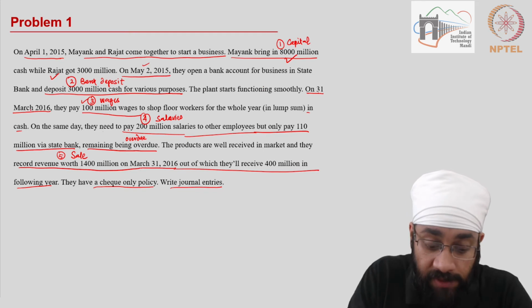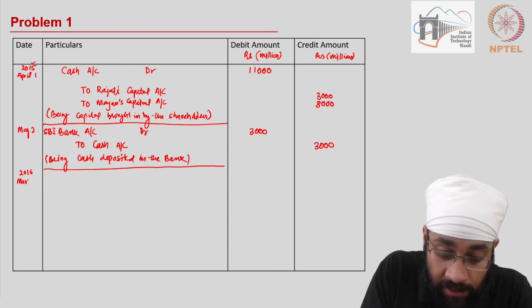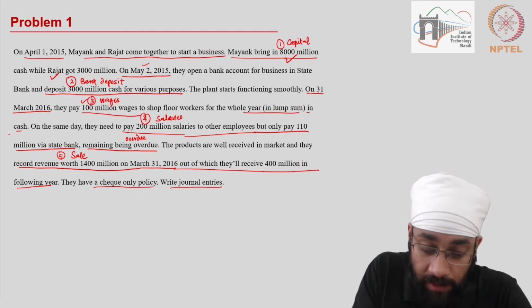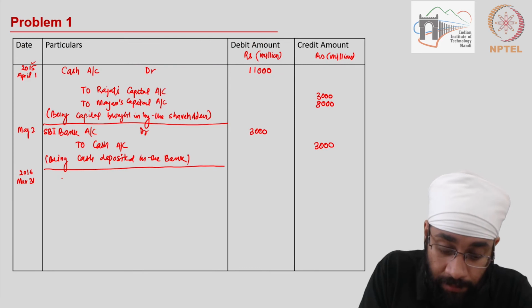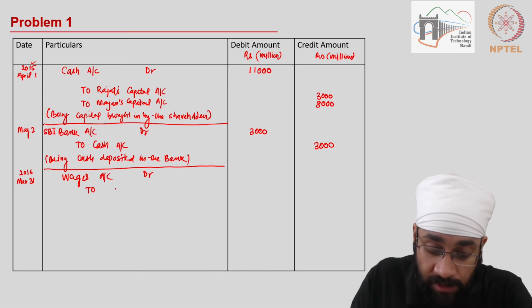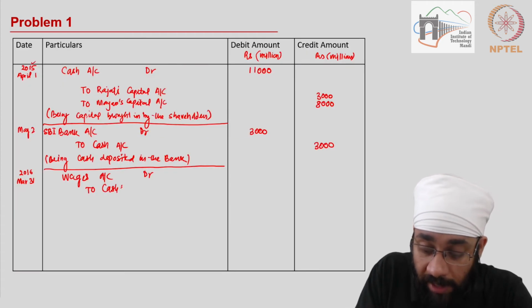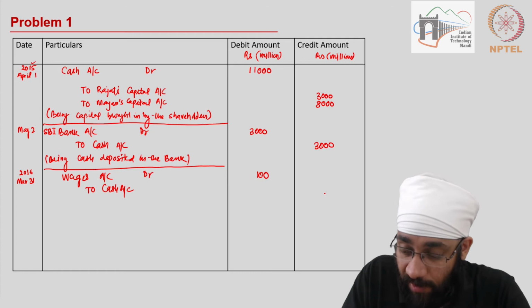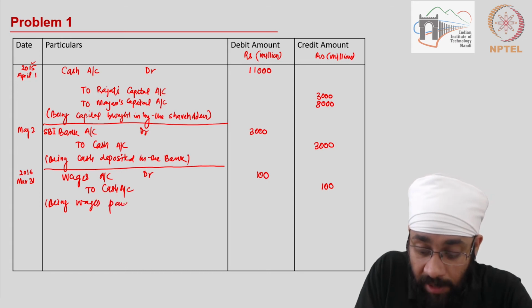Transaction 3 is wages, 31st March 2016. Now the year has ended, 2016 has begun, and we are on March 31st. You are paying wages for the whole year in cash, 100 million to be paid. Okay, so I'm going to pay wages. I'll write wages account debit, it's an expense, to, does it say cash or bank? It says cash. So we're going to write cash to cash account. Again, very hypothetical. Millions of rupees in cash is not practical, but just for illustration purposes. And I'm going to write being wages paid to workers.